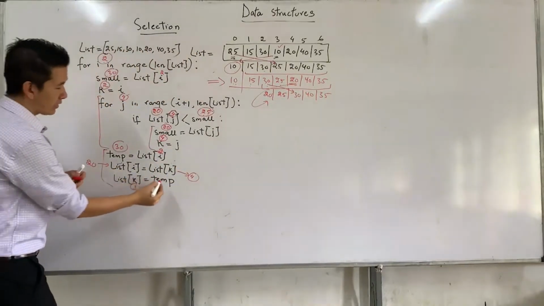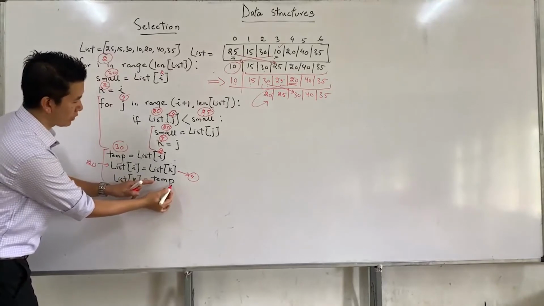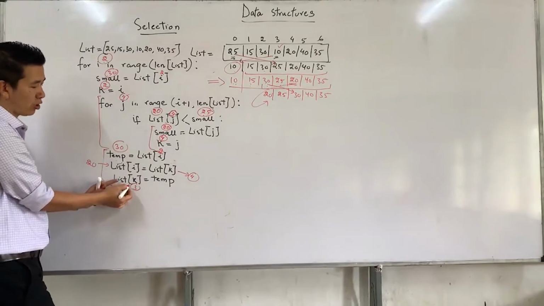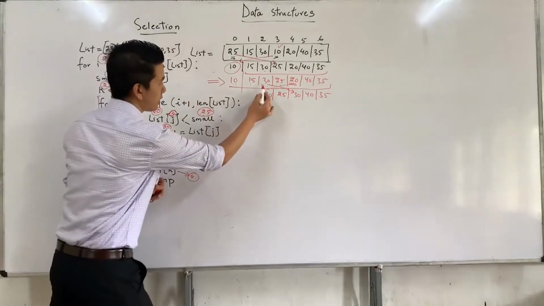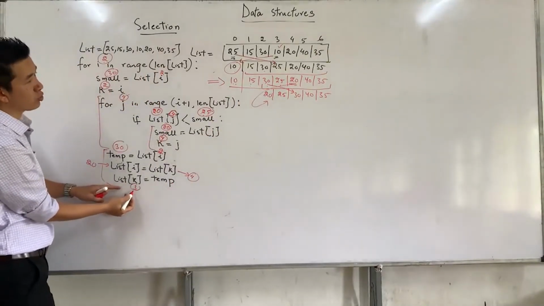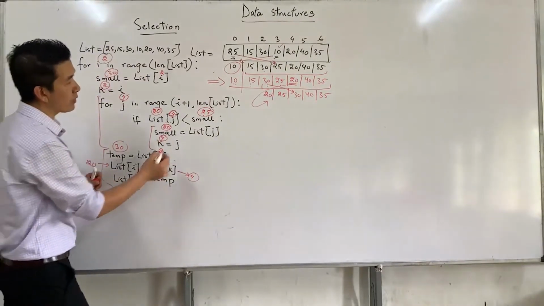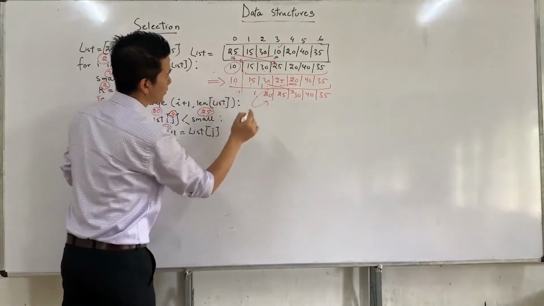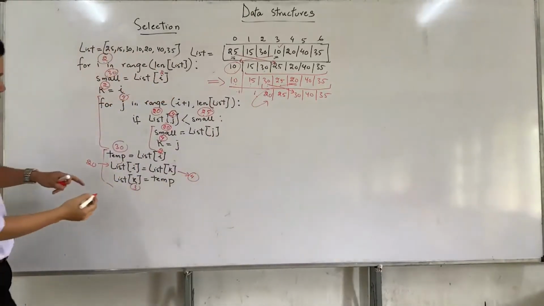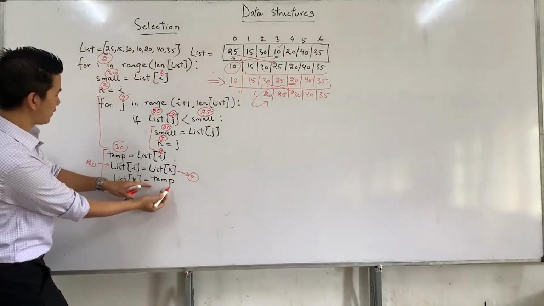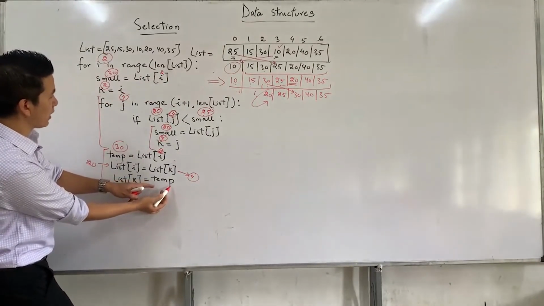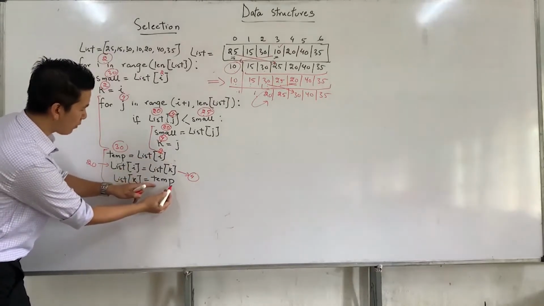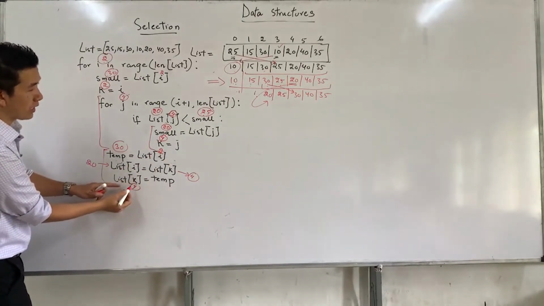Okay? And then the value of 10, which is 30. 30 will be assigned to the list of 3. So you have this 30 here. Okay, list of 3 means 0, 1, 2, 3. Okay, so you have the value of 10. Sorry, but this is 4, right? Okay, this is 4. So the 10 will be assigned to the list of 4.